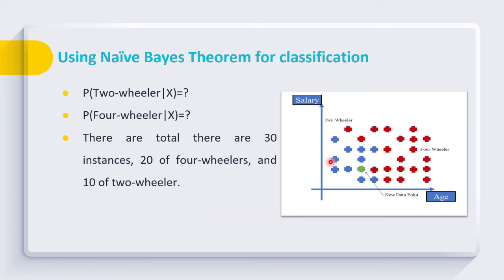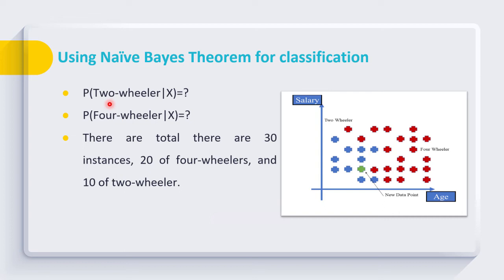It means that these 10 persons are commuting on two-wheeler, while these 20 persons are commuting through four-wheelers based on their salary and age. And in this session, we will be learning how we can apply naive-Bayes classifier to predict the class for this new data point X. In order to do this, we can apply Bayes theorem. As discussed in previous session, there are two possible hypotheses. One possibility is that this new data point will belong to class two-wheeler or it will belong to class four-wheeler.